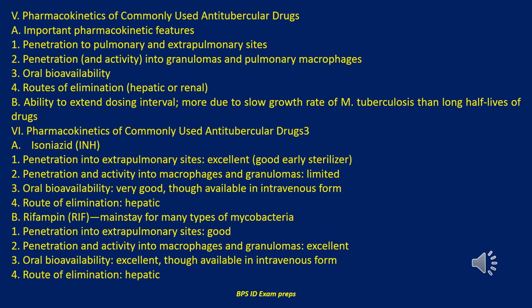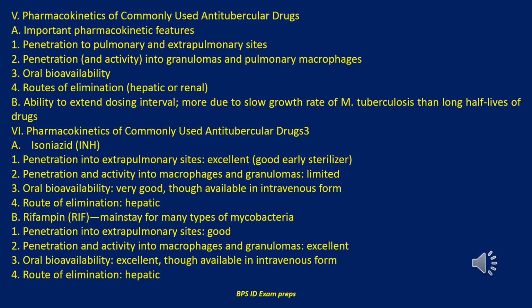Isoniazid, INH. 1. Its penetration into extrapulmonary sites is excellent, it is a good early sterilizer. 2. Its penetration and activity into macrophages and granulomas is limited. 3. Its oral bioavailability is very good, though available in intravenous form. 4. Its route of elimination is hepatic.